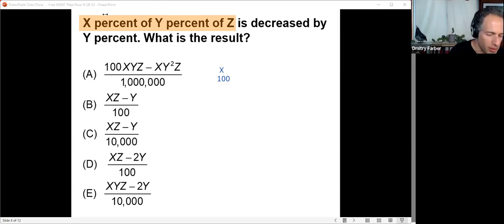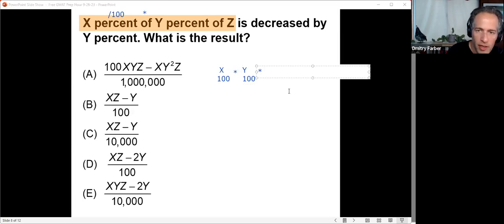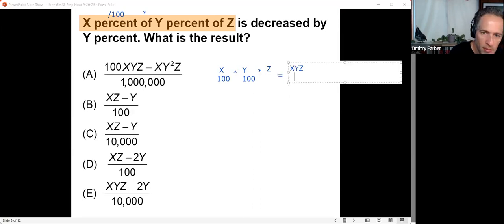So percent means divided by 100. Of means times. If you don't have that memorized, put it on a flashcard, memorize it. x% of y% of z. So if I look at just that part alone, I'm going to have x, y, and z multiplied together. And I'm going to have that over 100 squared.